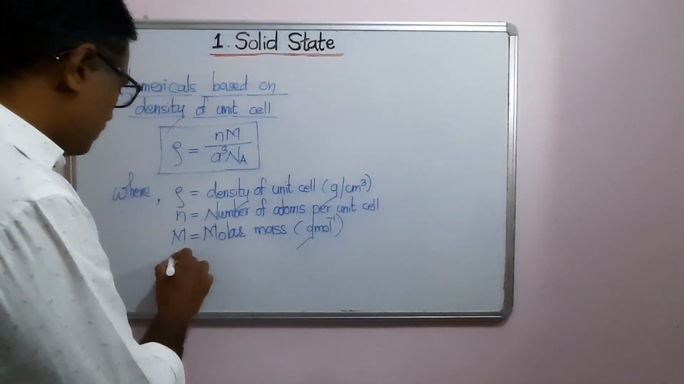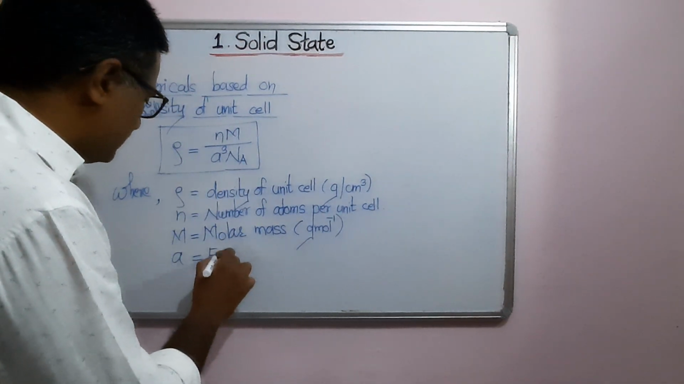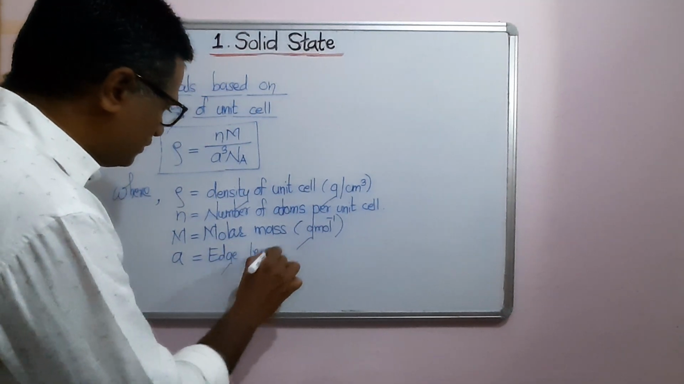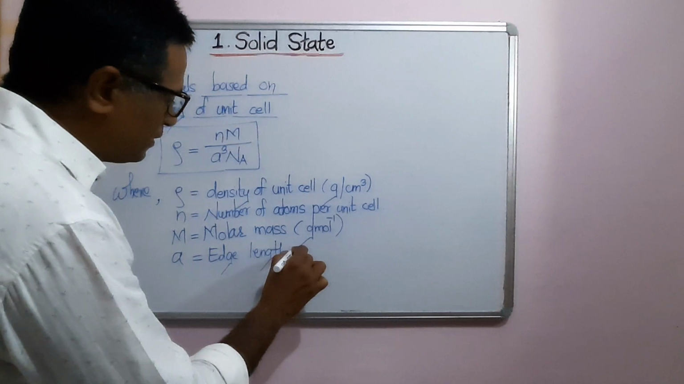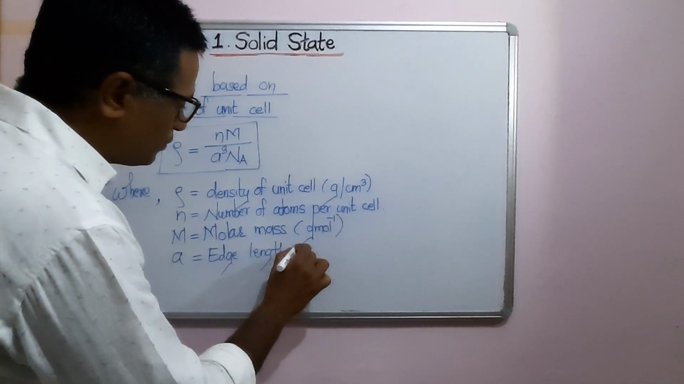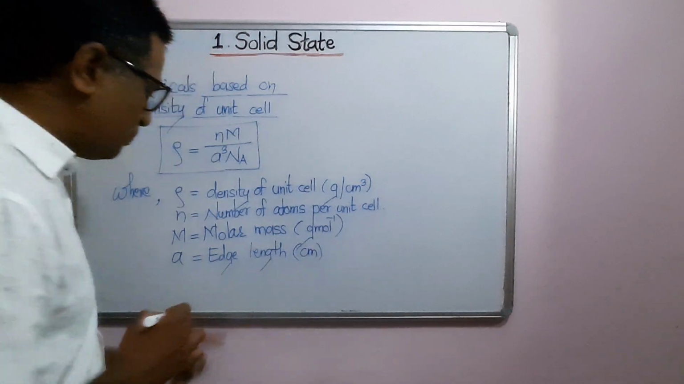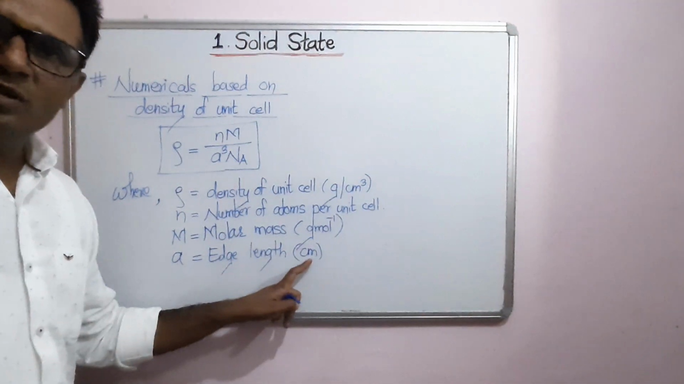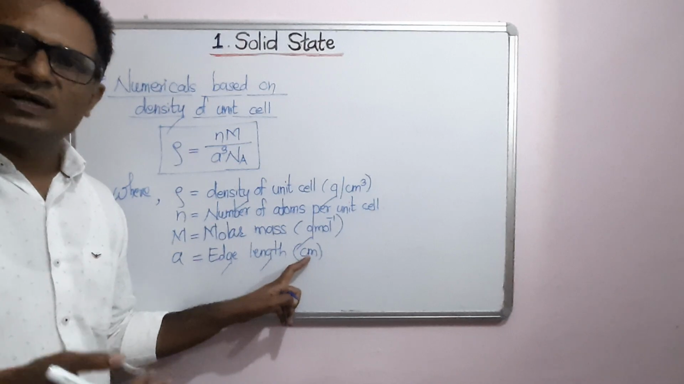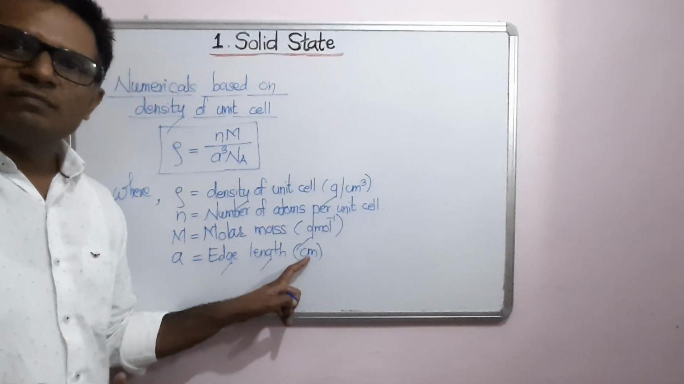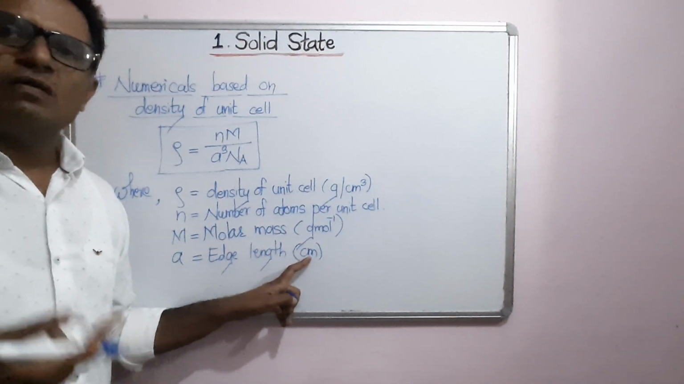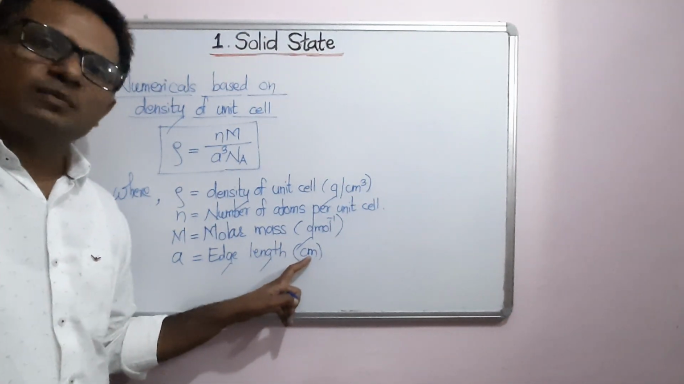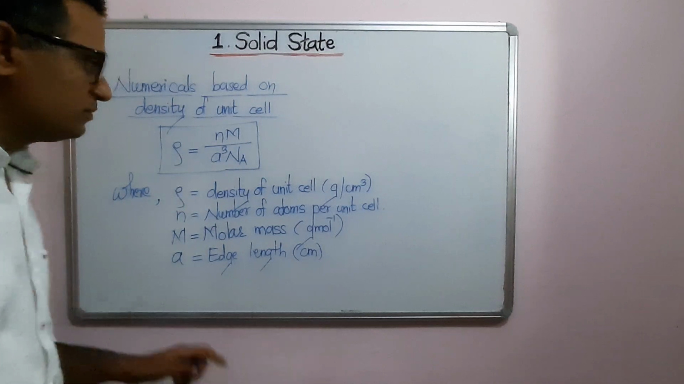Okay, and then you have a as the edge length, and this is always in centimeter. So remember, you must put your edge length in centimeter. In problems, this edge length may be given in any other unit, for example in picometer or nanometer. So you must know the conversion factor to convert picometer into centimeter.